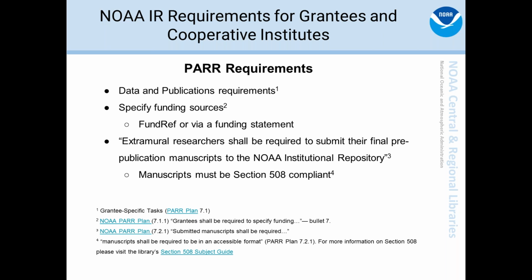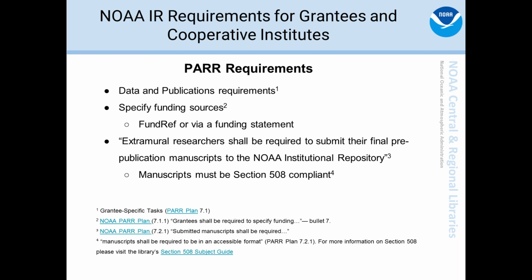Okay. So as I said, 7.1 discusses grantee-specific tasks for data and publications requirements. We'll talk a little bit more about data, but I'm really going to just focus on what it says about publications since this is related to the repository. So I am going to highlight just a couple of the things here. It's a pretty lengthy section, but it lists everything out in bullet points for what is expected and required for any grantee.